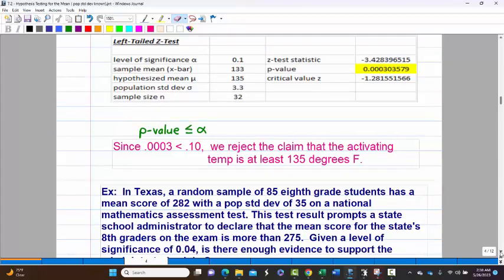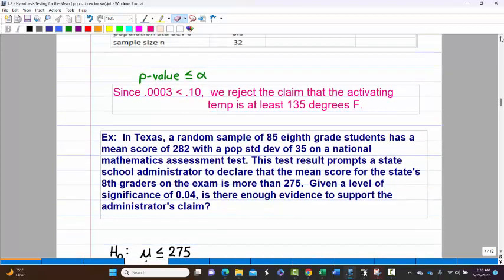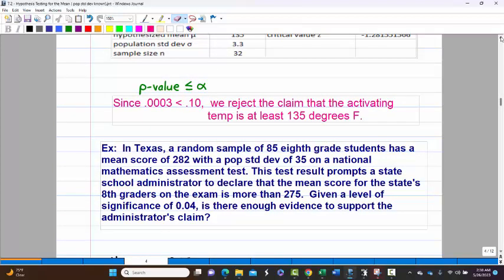All right, and here we got some other, let's see, what do we got here? 85 8th grade students, some sort of math test here. 282 is the mean. Population standard deviation 35. The state school administrator is declaring that the mean score for the state's 8th graders in the exam is more than 275. Level of significance of 0.04. Is there enough evidence to support their claim?